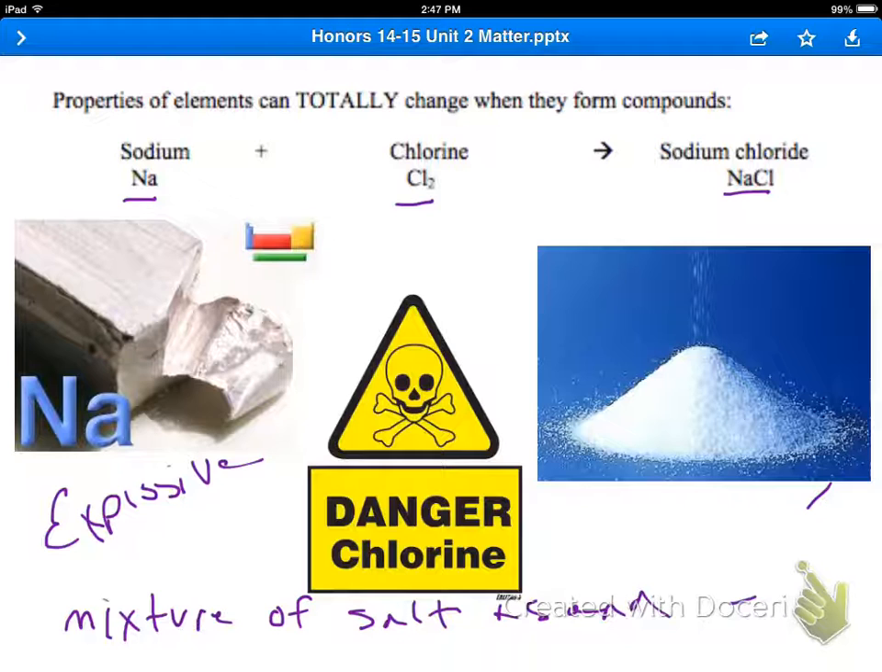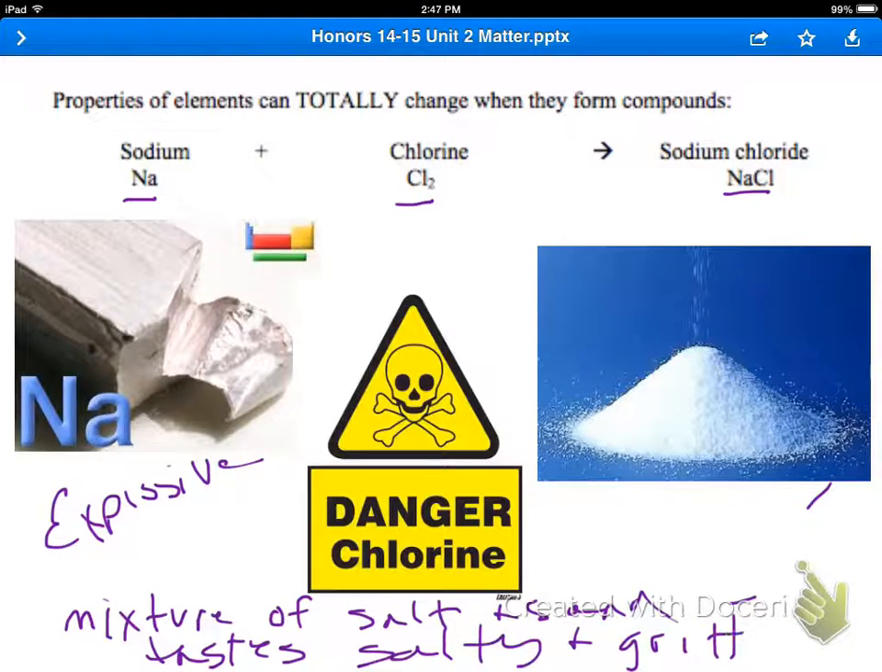If I had, let's say, a mixture of salt and sand, if I were to put that in my mouth, and I don't recommend doing that, it would still taste salty, and I'd still have a gritty texture on my teeth. It would be pretty gross, actually.